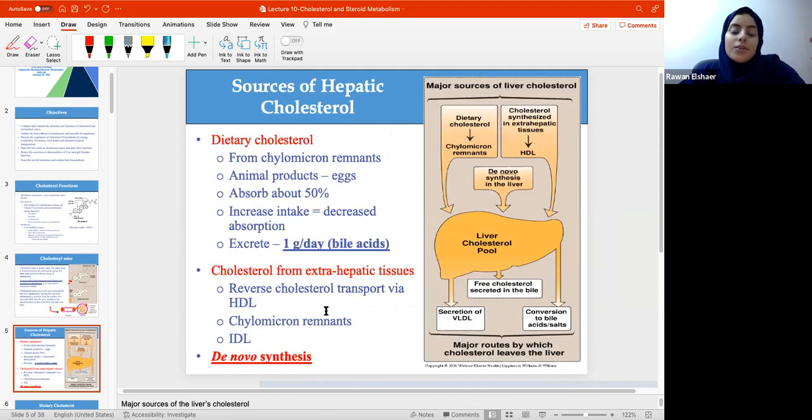Now, okay, sources of hepatic cholesterol. I added this picture just to better illustrate this. The most important thing you need to know about cholesterol is that most of the cholesterol you have and need in your body is made by the liver, okay? And most of the cholesterol, as I mentioned, is formed by de novo synthesis. De novo synthesis means you create it from scratch in your body, okay?